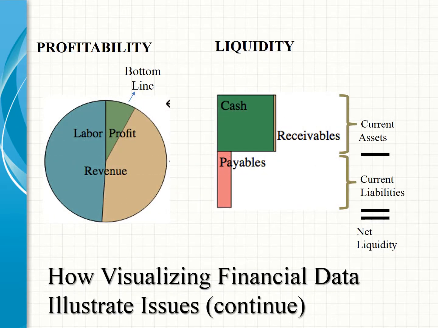How do financial visualization tools illustrate issues? Continued. If users want to know if a business is profitable or not, they will need to look at the pie chart. Please take a look at the pie chart here. The circle depicts revenue, and the green wedge shows profit. The difference between the two indicates expenses. This visualization identifies the expense as labor costs, which is shown in blue.